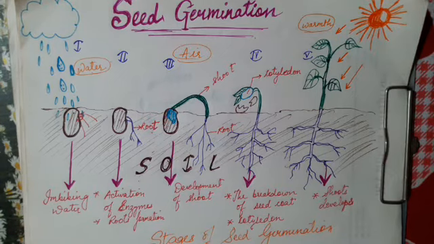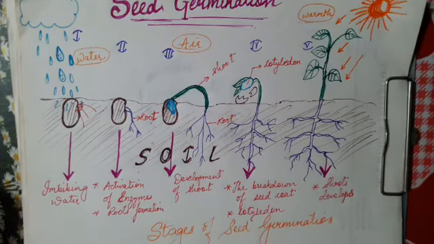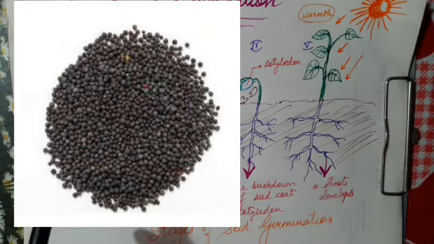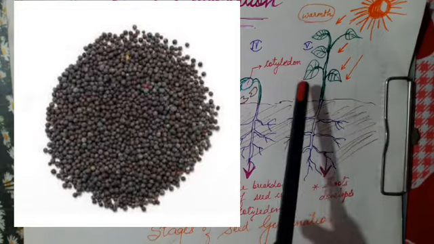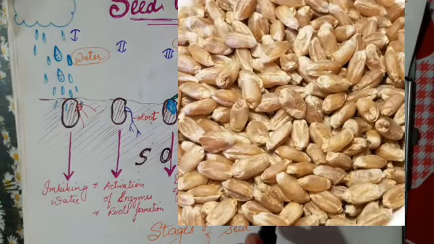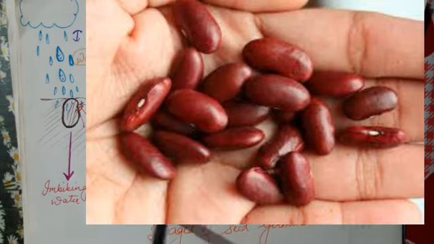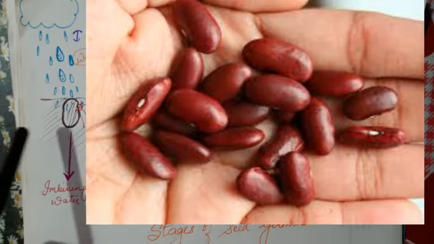One activity which you have to do is, you have to take any of the seeds which I am showing you. The first one is mustard seed, which is called rai in Hindi. Then wheat, which is called gehu. You can take rajma, which is called kidney beans. Out of these three, you can take any one seed and sow it in the soil, and slowly and gradually, after a few days, you will see the different stages in them.